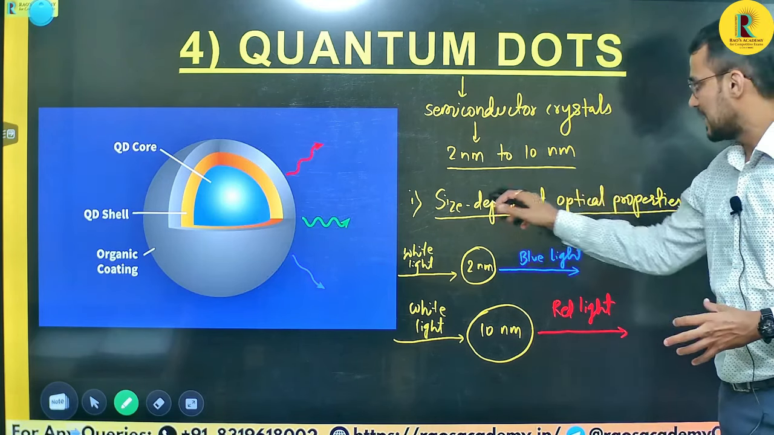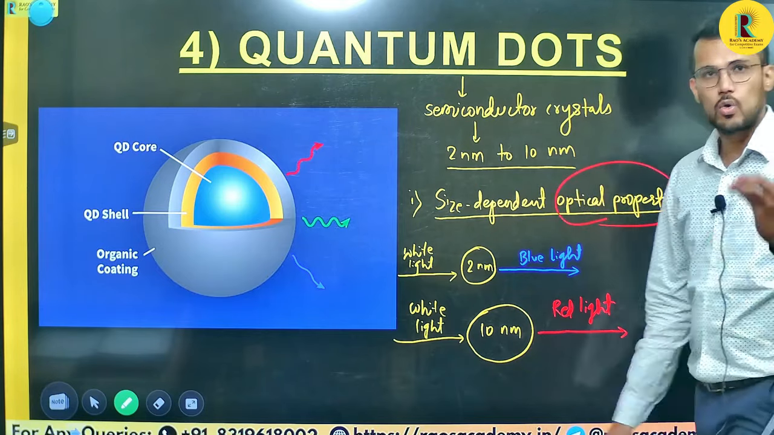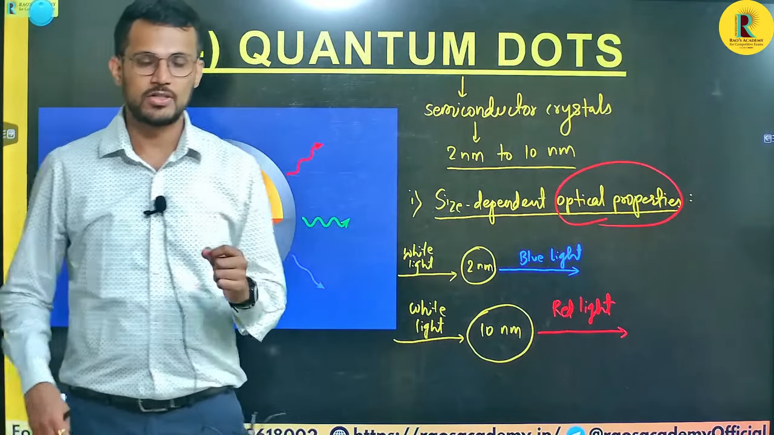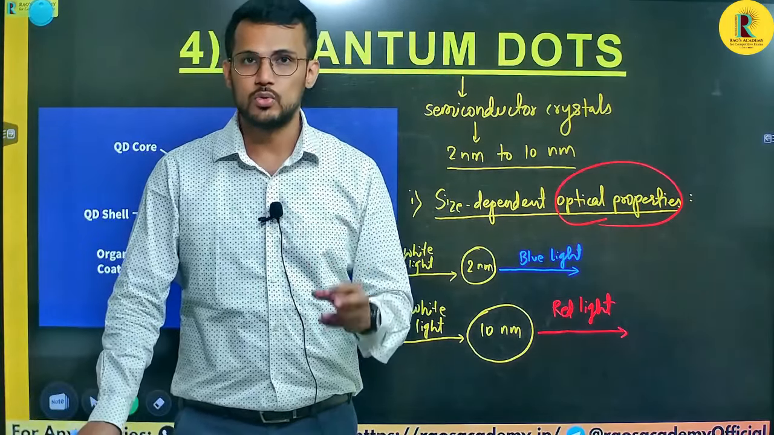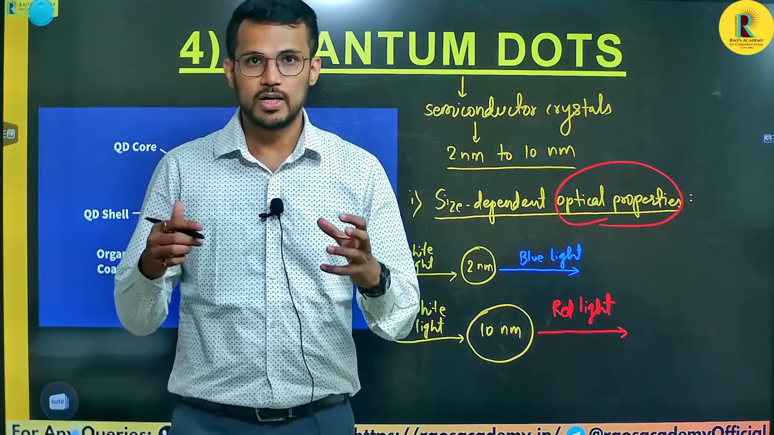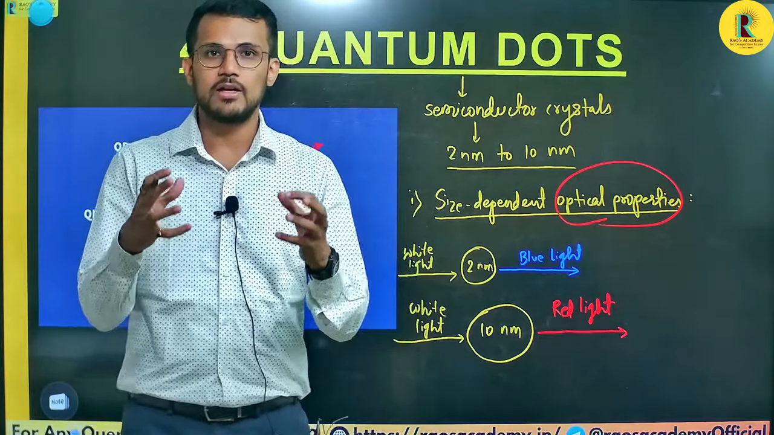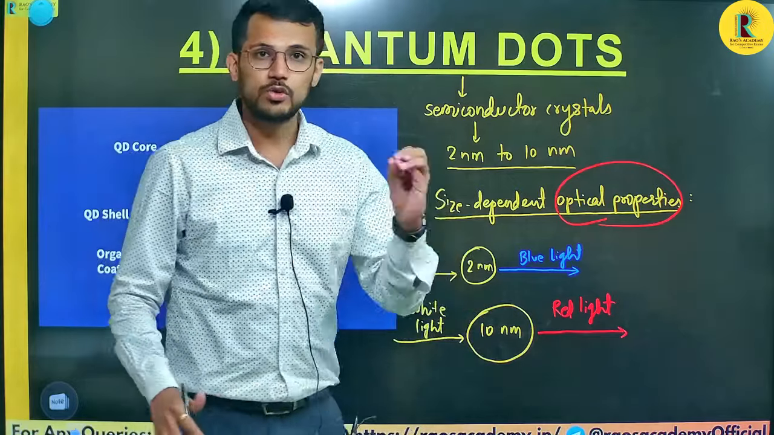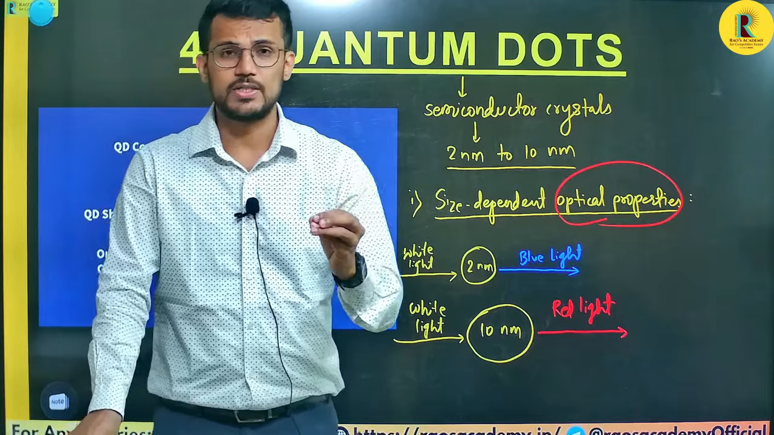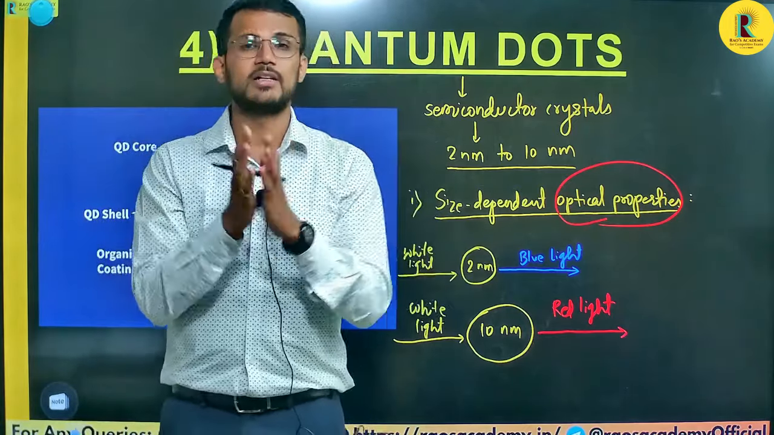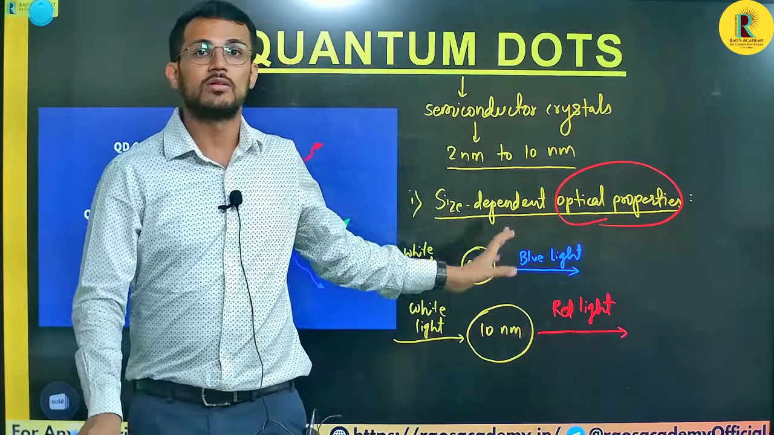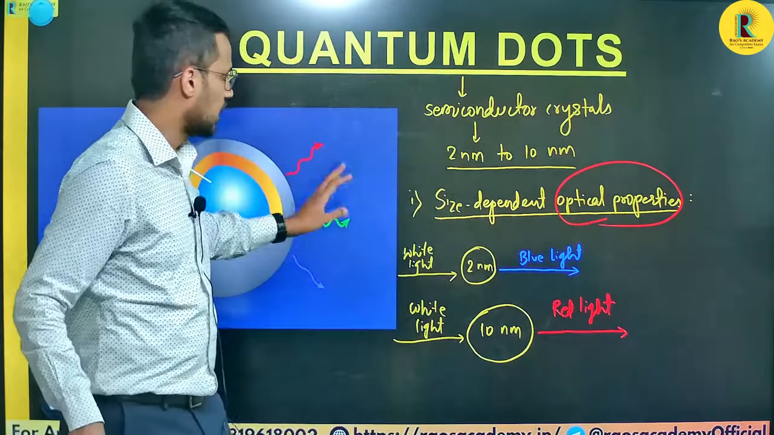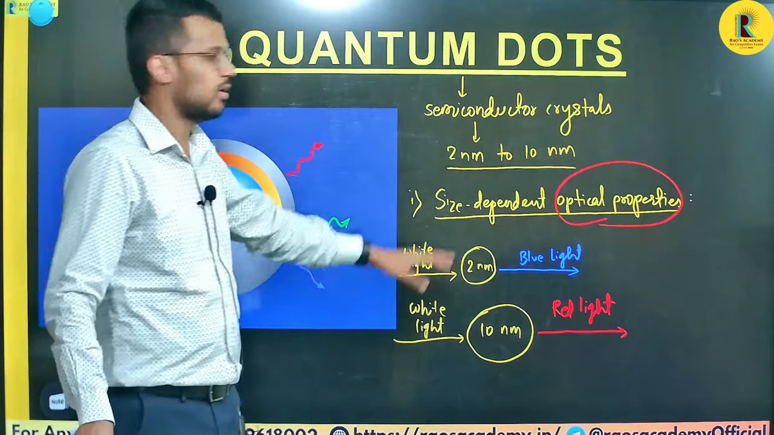So that is what size dependent optical properties are. Quantum dots have size dependent optical properties, as a result of which these quantum dots are used to produce vivid colors. They are used to produce very high resolution colors in the display. Where do we use this property? We use it in display. Our TVs these days are able to produce very bright colors. That is because of the use of quantum dots in our TVs. Fine, so that is one important property of quantum dots, that they have size dependent optical properties.